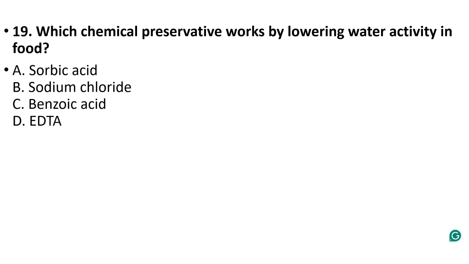19th question. Which chemical preservative works by lowering water activity in food? Sorbic acid, sodium chloride, benzoic acid, EDTA? Your answer is option B, sodium chloride.